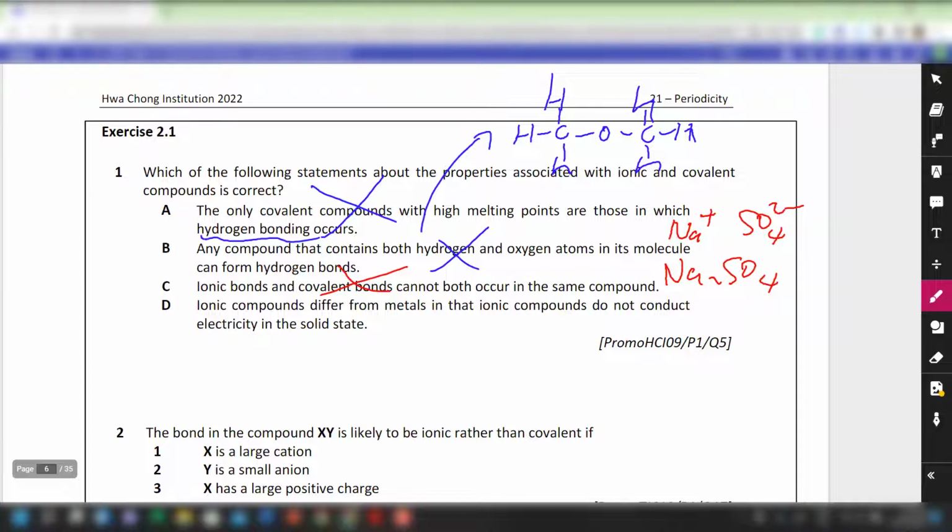Option D: ionic compounds differ from metals in that ionic compounds do not conduct electricity in the solid state. Yes, so this is correct. So with that, we'll choose option D as the correct answer.